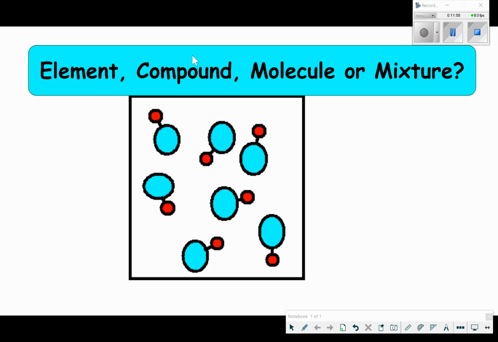A compound is any combination of two atoms chemically joined. Are there two atoms here? Yes. Are they chemically joined? Yes. A molecule is two different elements chemically joined. It implies that there are two different elements. There's a red element and there's a blue element, and they are bonded. So this is a compound and a molecule. You can have that. That is not a problem.